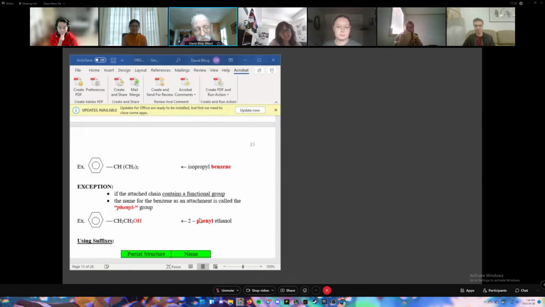If you have something with a higher density, a greater functional group like ethanol, there's our electron density, this is the parent. So this is ethanol, but we need to say phenylethanol, and it's attached to the 2 carbon.